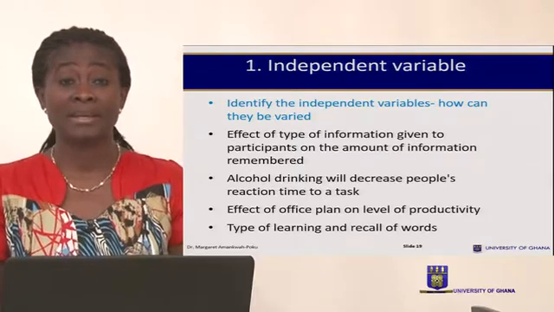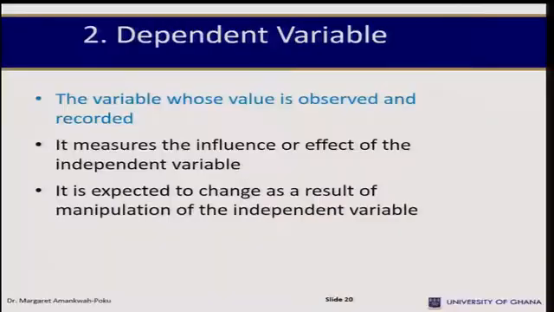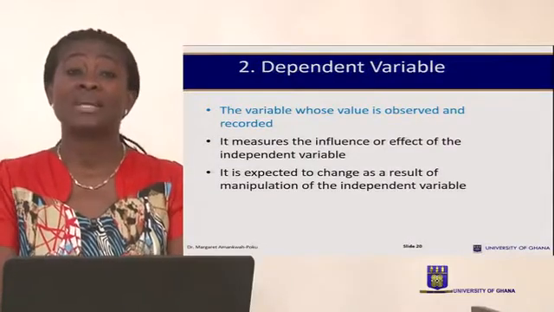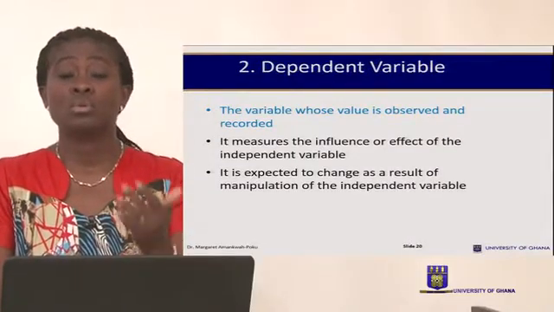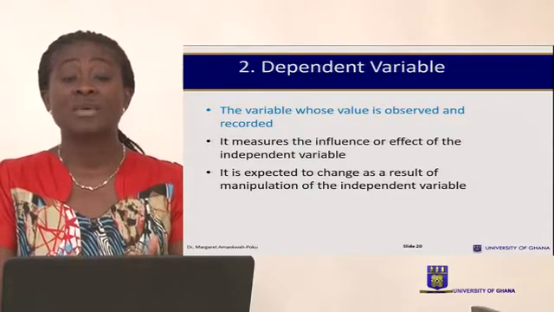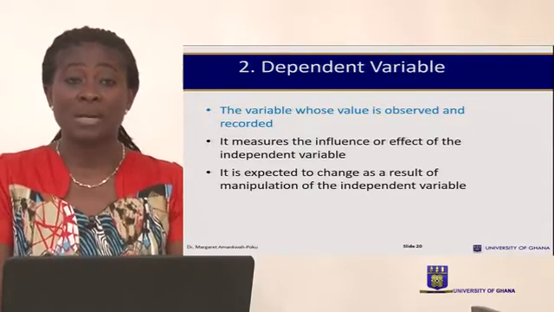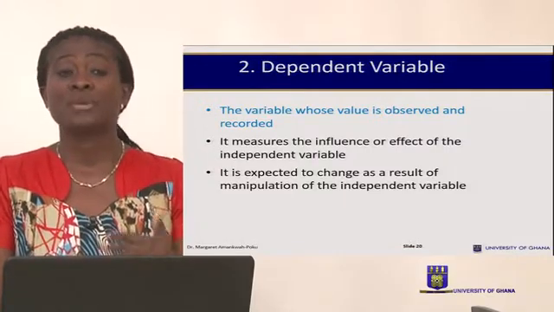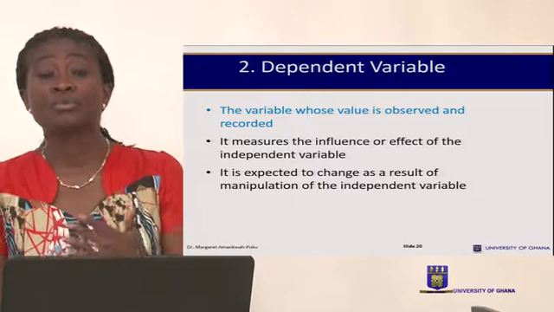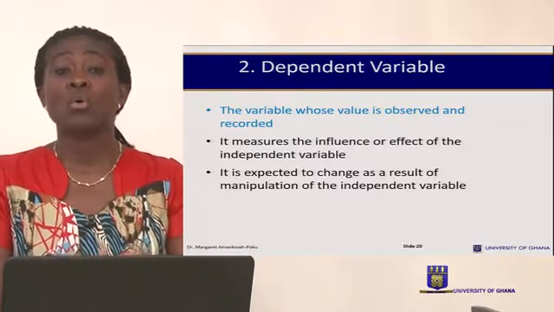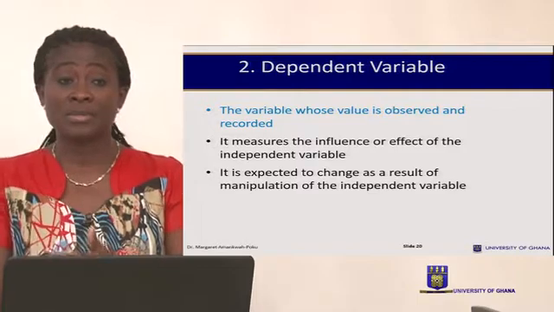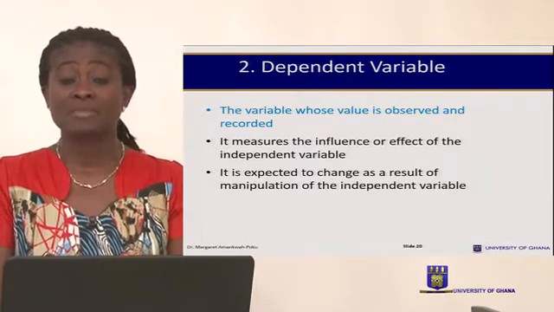Now let me talk about the dependent variable. This is the variable whose value is observed and recorded by the researcher. So it measures the influence or effect of the manipulation of the independent variable. So we are expecting that when we manipulate the independent variable, the dependent variable will change. So for instance, if we give people alcohol, it will affect their performance. Their performance will change. If we let people practice on a task, it will improve their performance. So the dependent variable, performance, will change as a result of the practice that participants are involved in.